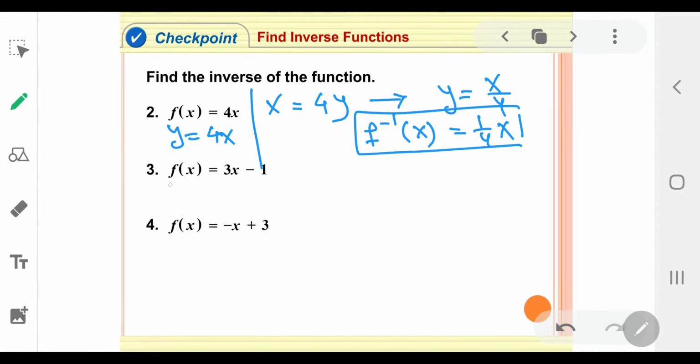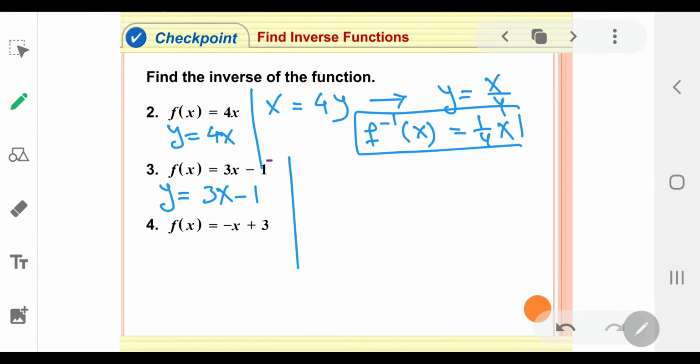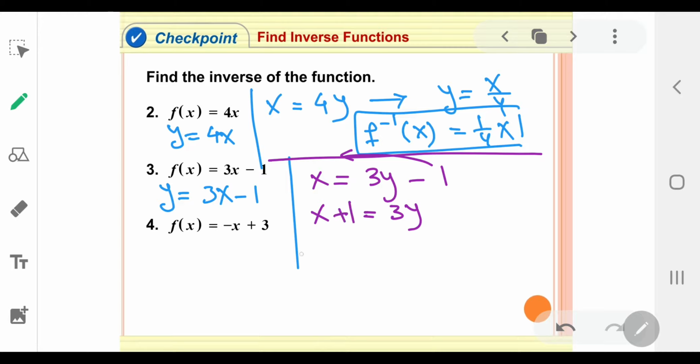Number 3, I'm replacing f of x. I'm rewriting with y. Now interchanging x and y. I will choose another color. So it will be x is equal to 3y minus 1. Solve it for y now. Drag the negative 1 here. Now divide both sides by 3. So y will be 1 over 3x plus 1/3. Use the inverse of function notation as a last step.